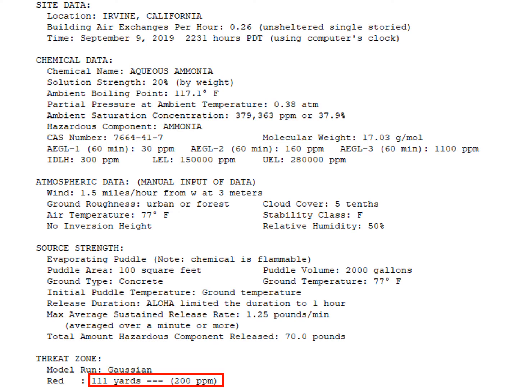The maximum release rate that was determined by the software is 1.25 pounds per minute for the 1 hour release time, and the total amount of ammonia released is 70 pounds. Given these parameters, ALOHA generated an estimated endpoint of 117 yards at 200 ppm.